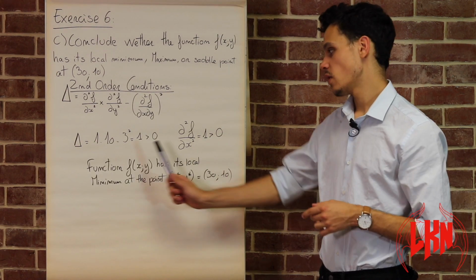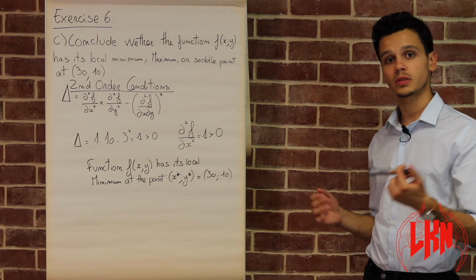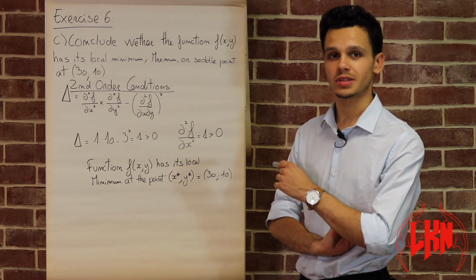And there we have it. Function f has its local minimum at the point that we found. That is exactly what we wanted, and that is the end of the midterm.